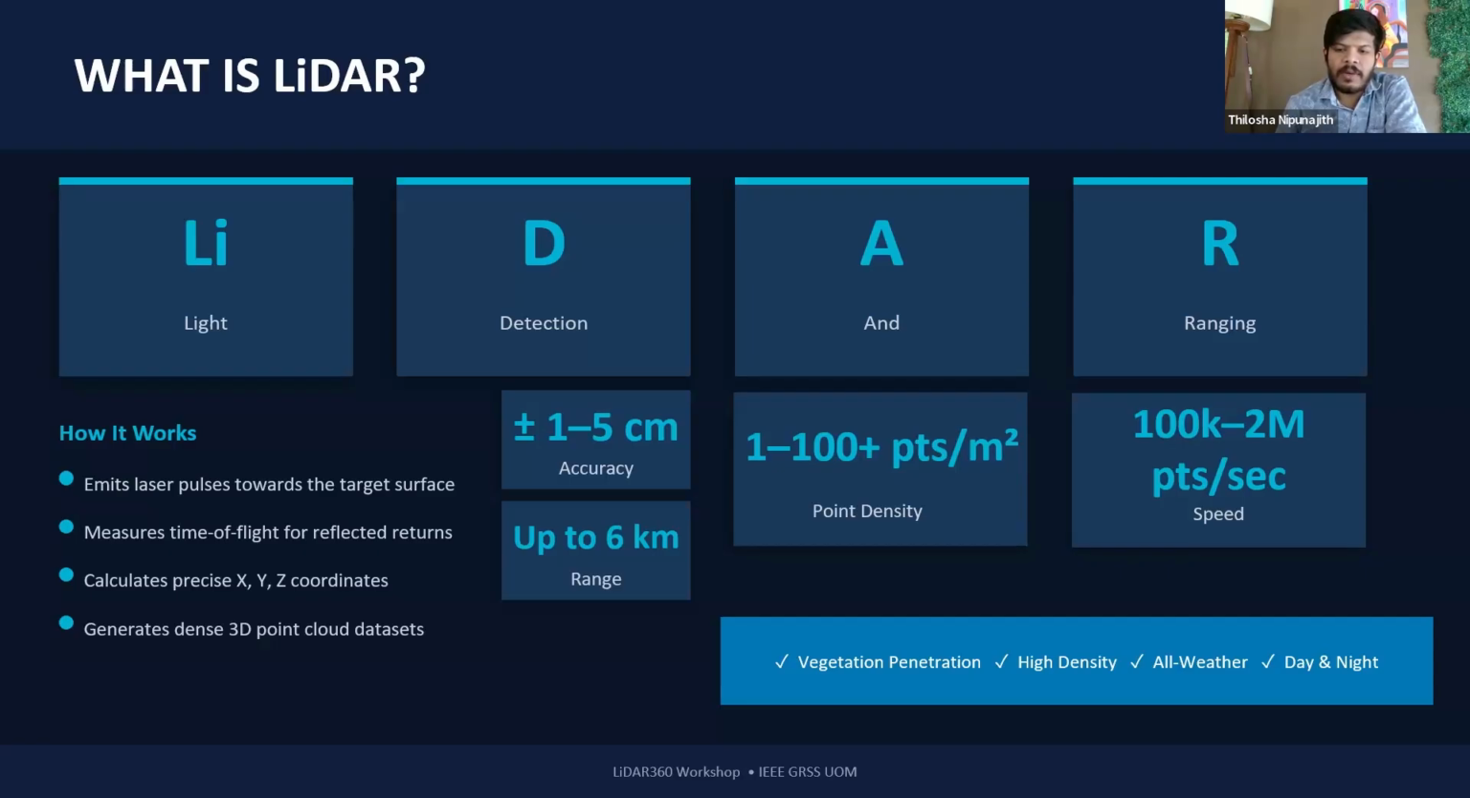And when it comes to accuracy, we are talking about centimeter level accuracy here. There's also a high point density, from 100 points to 2 million points per second that can be captured through LiDAR sensors. And we change this according to our requirements. The range goes up to 6 kilometers, and I think with new sensors, higher ranges can be covered.